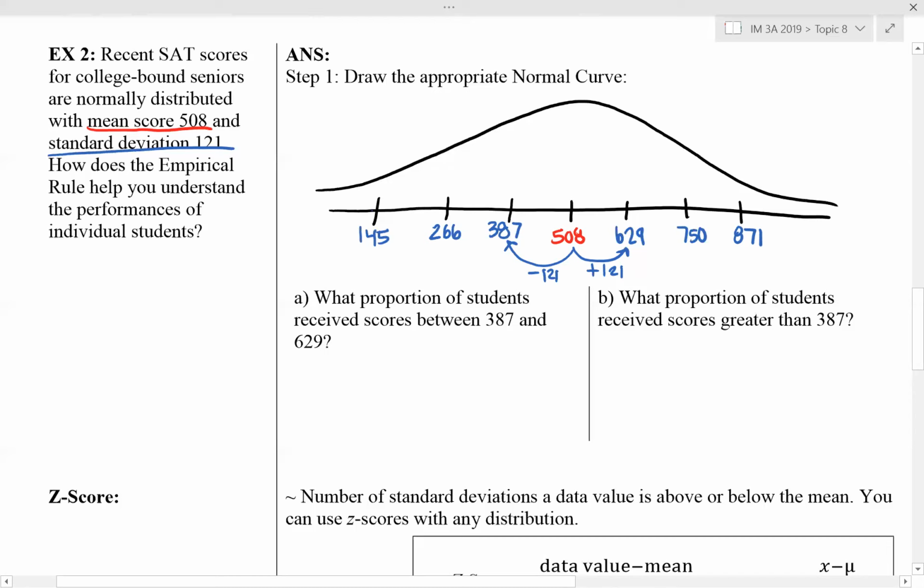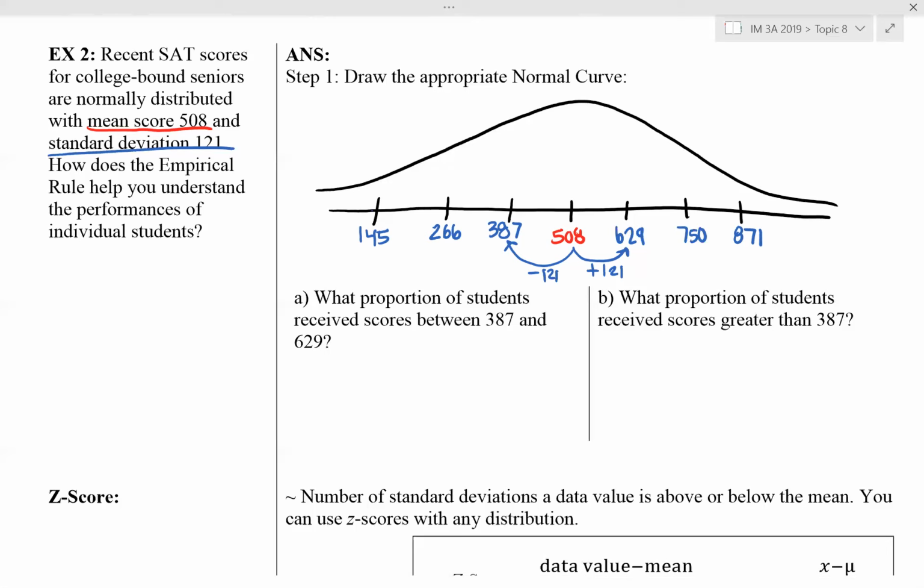So again, the empirical rule tells us that all those percentages are true for a best estimate. So that means that 99.7% of people that took this SAT scored between 145 points and 871 points.